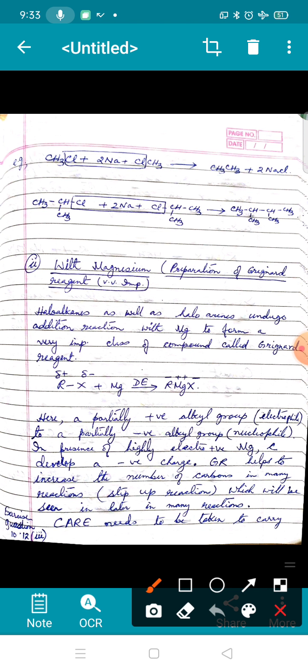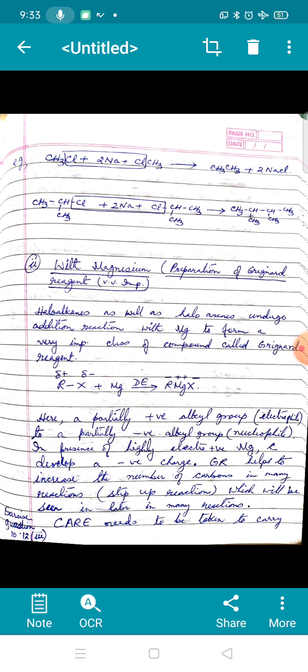Grignard reagent helps to increase the number of carbons in many reactions. We call them step-up reactions. In due course, you will find how Grignard reagent will help you in increasing the number of carbons in the carbon chain. Care must be taken, this question is in the exercise questions, okay, care must be taken that the dry ether which we take is totally dry. There should not be even a small molecule of water.